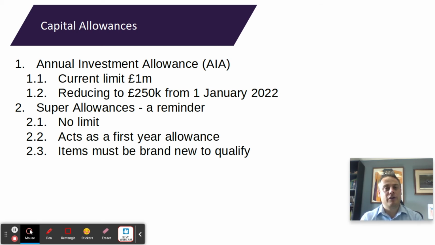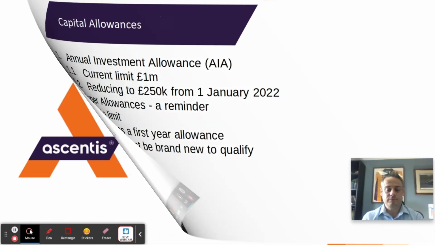Now, of course, for an item to qualify for the super allowance, it must be brand new. So many of you will be spending money on second-hand machinery or second-hand vans, things like that. They won't qualify for super allowances, and therefore we need to make sure that we're looking at the annual investment allowance and the limits there when we're planning our capital expenditure.